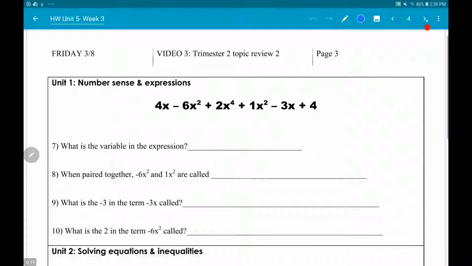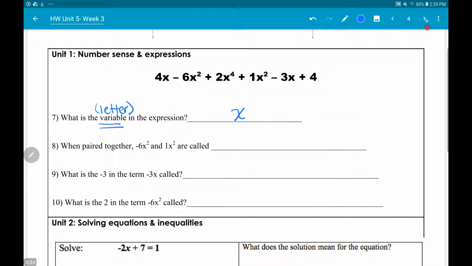So, what is the variable in the expression? Variable is a fancy way of saying the unknown letter or symbol. So in this case, our unknown variable is x. When paired together, negative 6x squared and 1x squared are called blank. Now when something has the same variable and same exponent, we call those like terms.